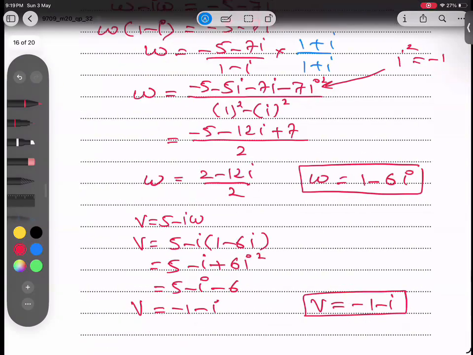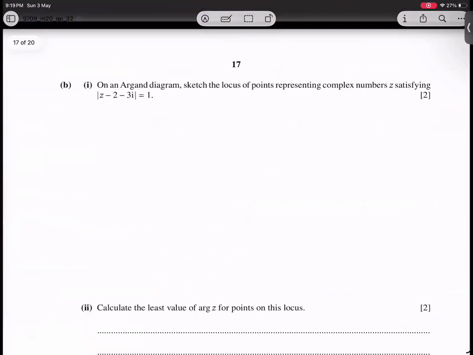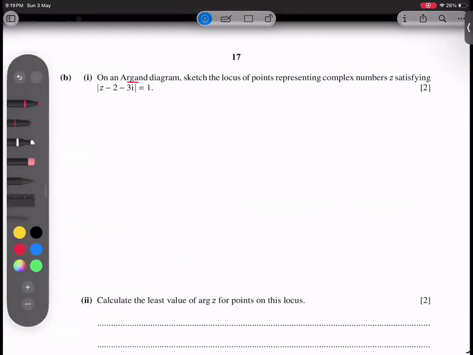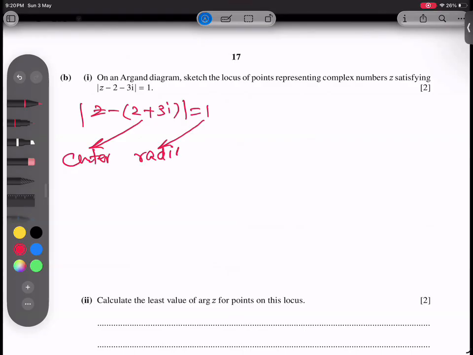And now let's go for the next part of the question. Number B part. He's saying on an Argand diagram, sketch the locus of points representing complex number Z satisfying this one. Student, whenever modulus comes on the left side, and on the right side a number, and Z involves only one side, it is the circle topic. How can we do it? Negative is compulsory to common out. This is called the center of the circle, and this is called the radius of the circle. Just make a rough diagram, then you can go for it.